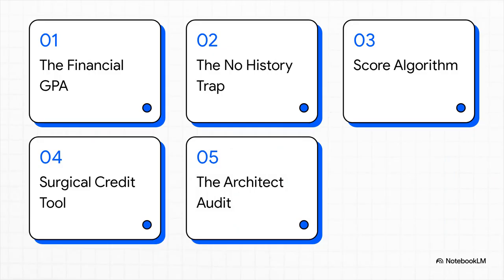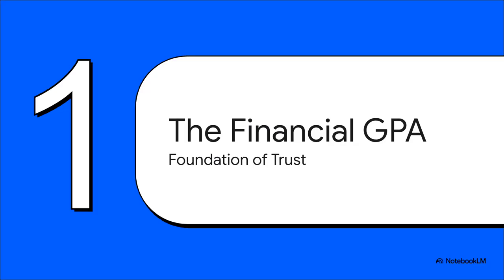Let's look at the blueprint for today's explainer. We're covering 1. The financial GPA, 2. The no history trap, 3. Decoding the score algorithm, 4. The surgical credit tool, and finally, number 5. The architect audit. Okay, let's dive right into part 1, the financial GPA.